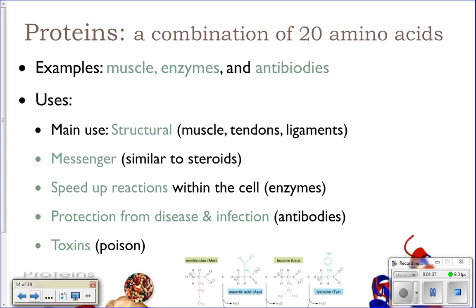Proteins are the other type of major organic molecule, and they are a combination of 20 different amino acids.